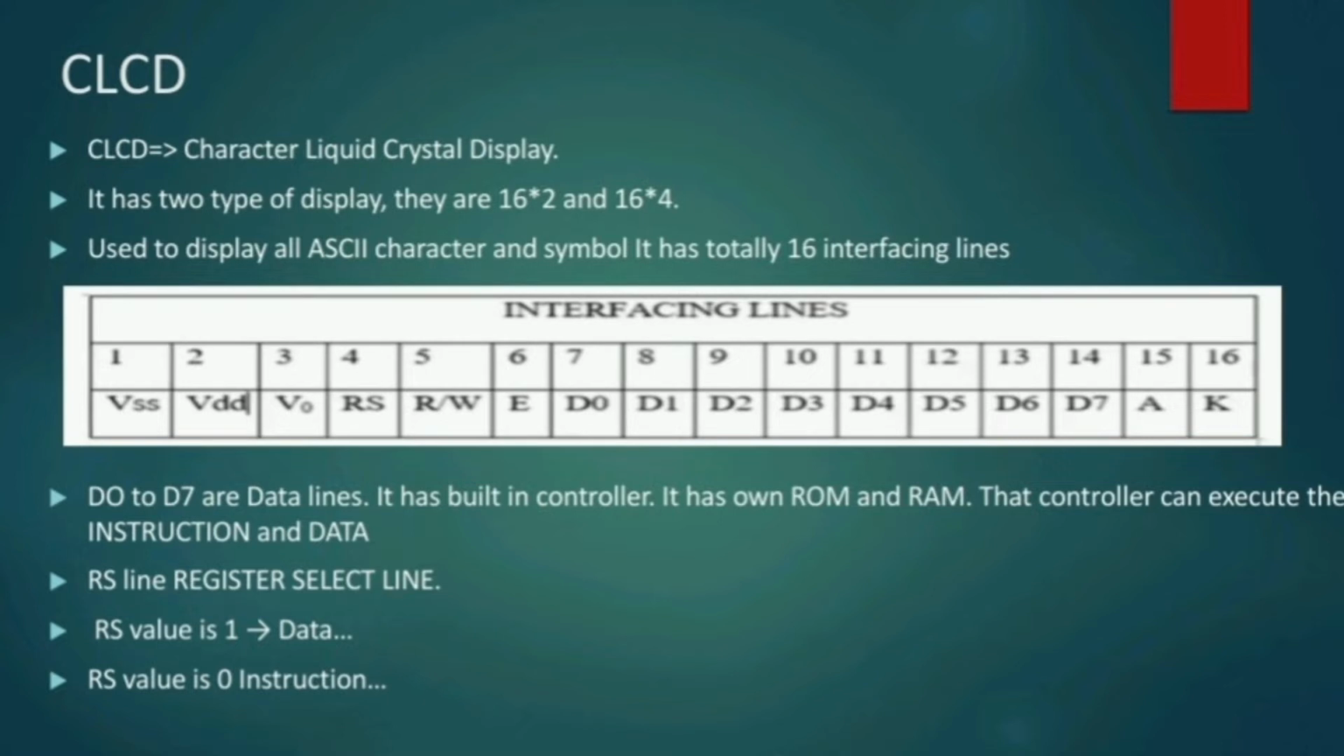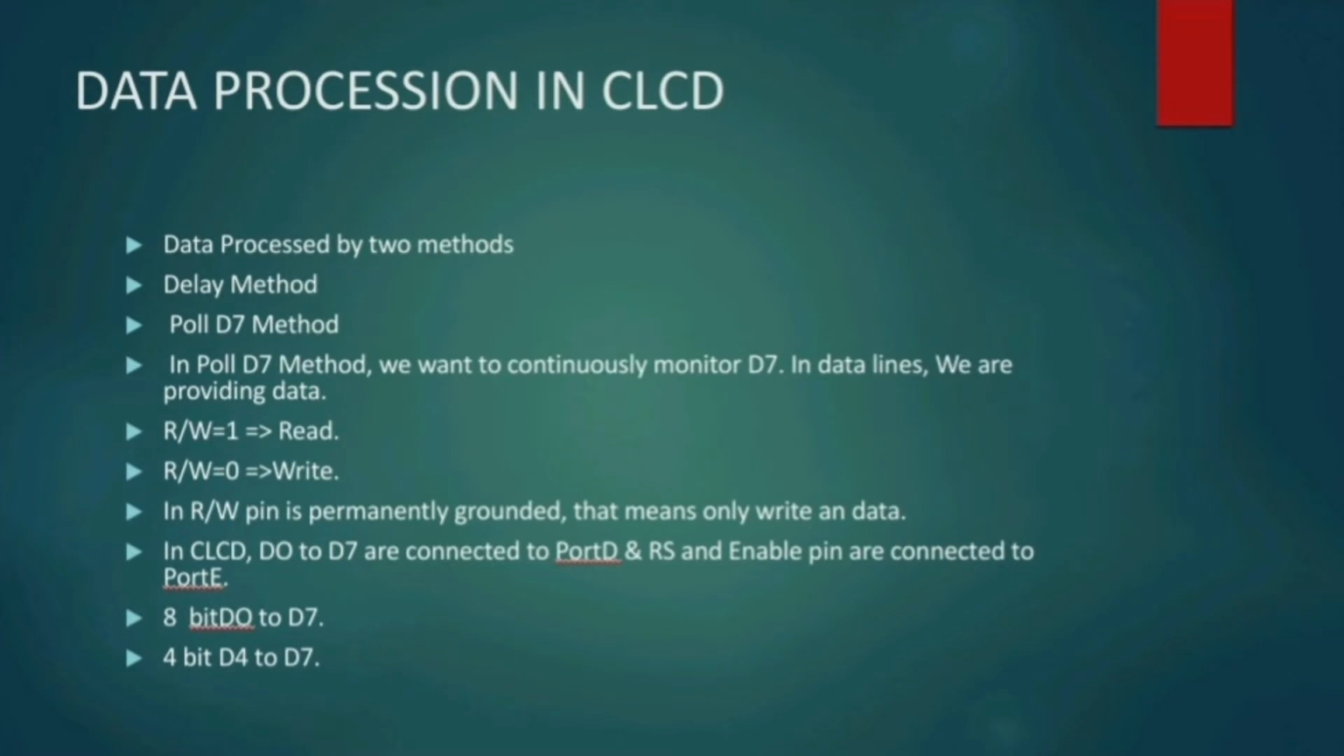RS is the register select line. If RS value is 1, it is data, and if RS value is 0, it is an instruction. Data processing in CLCD is by two methods, delay method and poll D7. In the delay method, we do not need to continuously monitor D7. In data lines, we are providing data. R/W if 1 is read data, and R/W 0 is write data. If the R/W pin is permanently grounded, we can only write data.